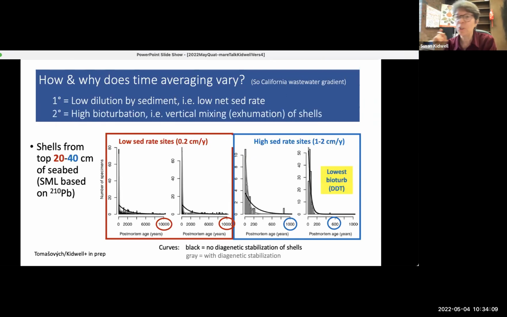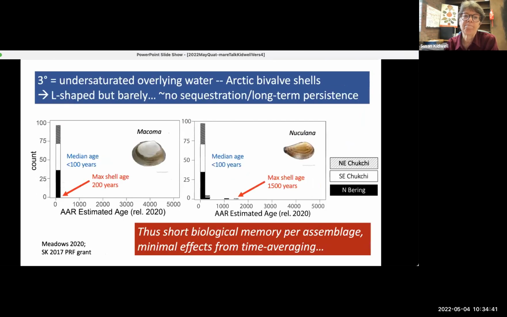We also use the advantages of legacy DDT released from wastewater on this shelf in Southern California to also have a gradient in the depth of bioturbation of even modern fauna, and where we find, in fact, the lowest degree of bioturbation, the lowest reworking rates, we in fact have there the shortest scales of time averaging, underscoring the very important secondary factor of bioturbation. And then, there must be other things going on.